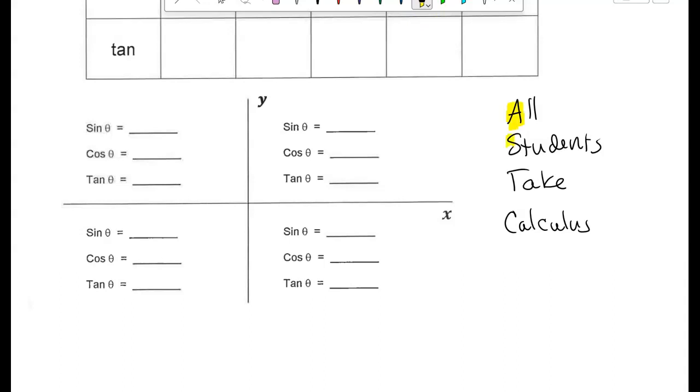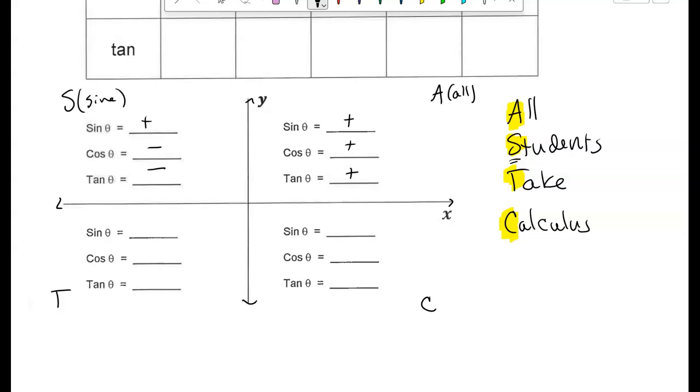What we're going to do is represent the first letter of each word. When you think of All Students Take Calculus, put it on a coordinate plane and go around like you would normal angles, so counterclockwise. Here's what those letters mean. The letter represents what is positive in that quadrant. A stands for all, so all of my ratios are positive. Now, what does S represent when we're thinking trig ratios? Sine, right? So in the second quadrant, sine is positive, which means my other two are negative.